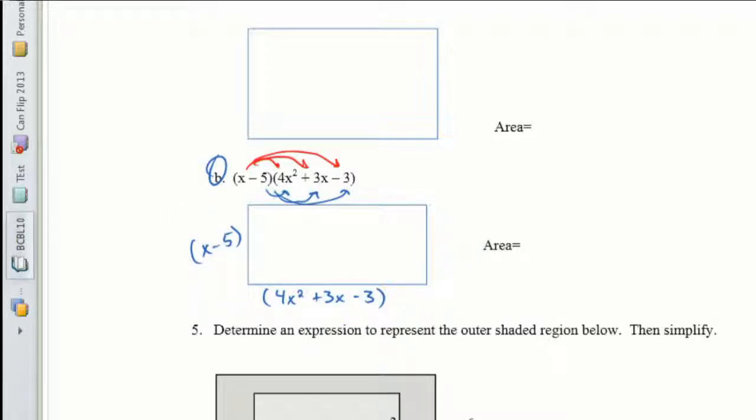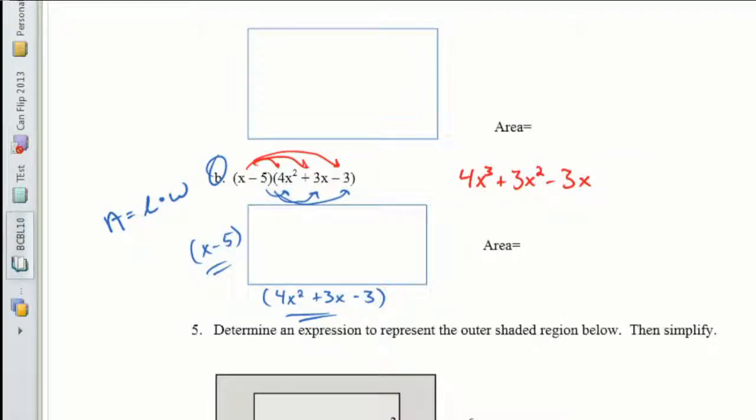When we find the area of a rectangle, it's just the length of the rectangle times the width. So here's my length, and here's my width. If I multiply them together, theoretically I should end up with the area. It's just a different way of talking about these sorts of things. So if I do the multiplication, I get 4x squared times x is 4x cubed. And then 3x times x is 3x squared. And negative 3 times x is negative 3x. So that's the x multiplied by everything.